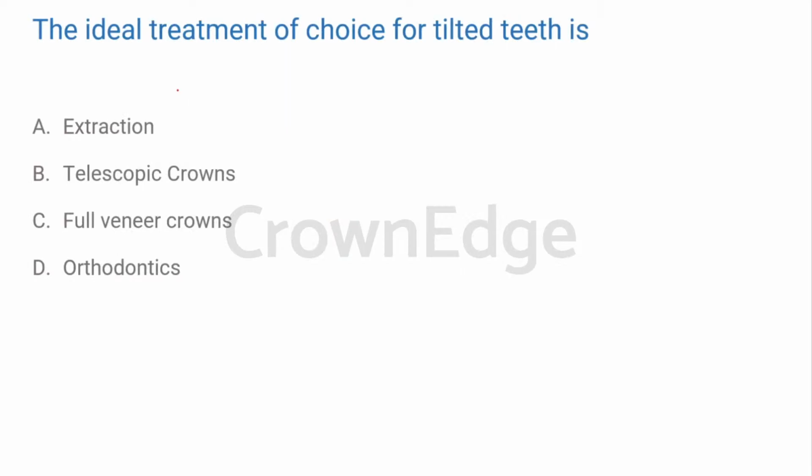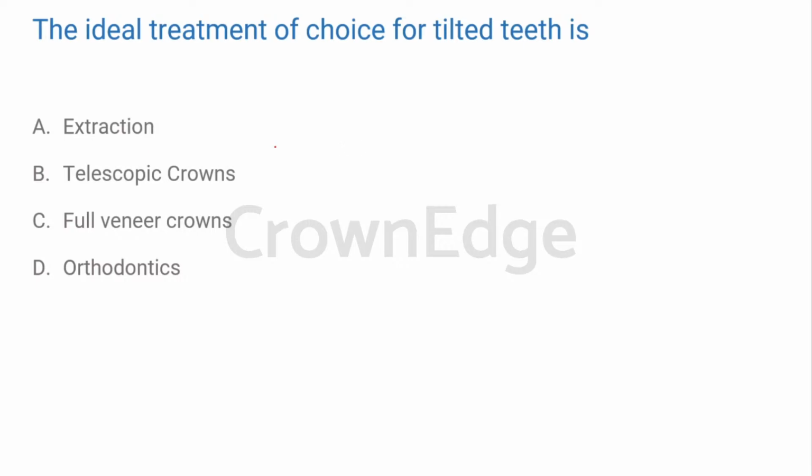Coming to the next question, the ideal treatment of choice for tilted teeth is extraction, telescopic crowns, full veneer crowns, or orthodontics. Okay, so you have to understand tilted teeth are the teeth which are not in the same arch.